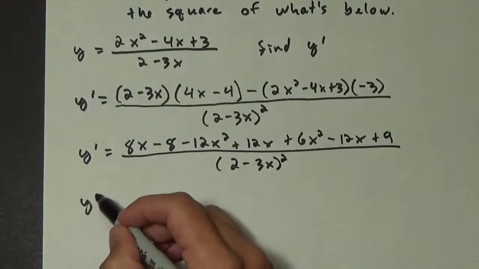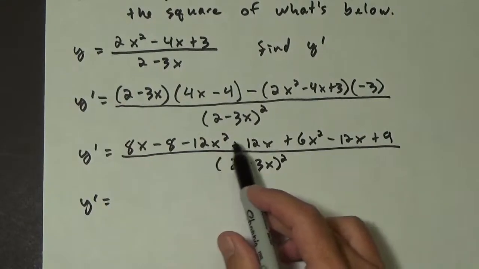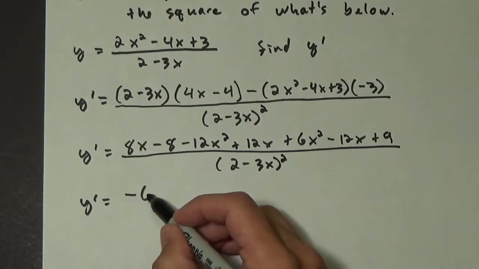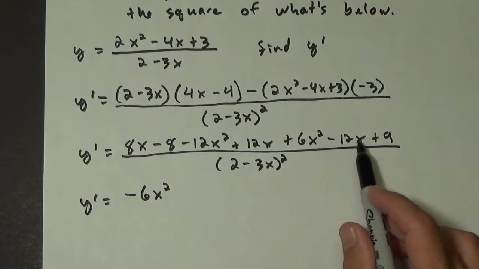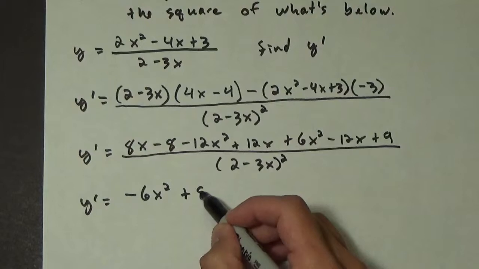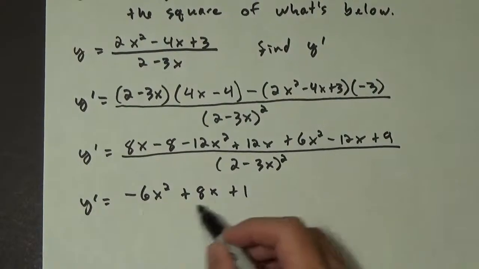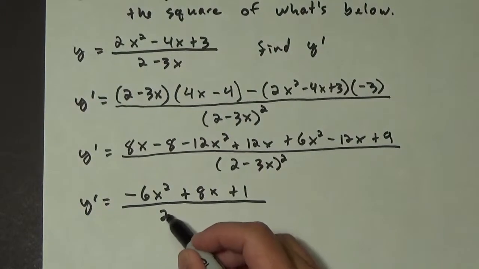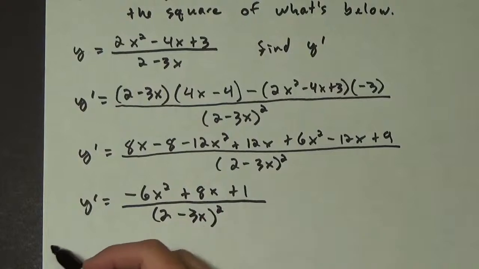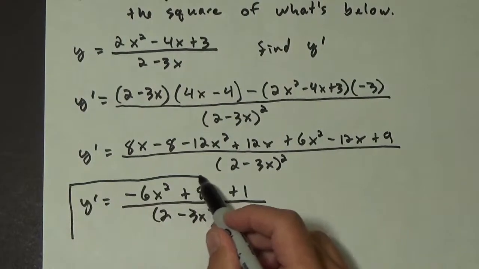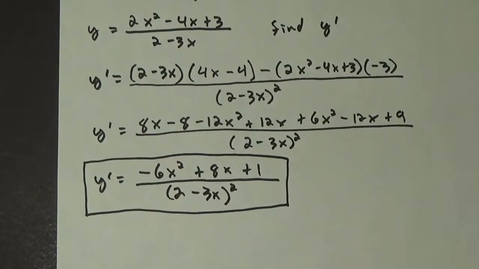And so y prime ends up being, let's see, we have a negative 12x squared, so that's a negative 6x squared. We have 12 minus 12, so plus 8x. And then we have a negative 8 and 9, so plus 1, all over 2 minus 3x squared. And here's our answer. Okay.